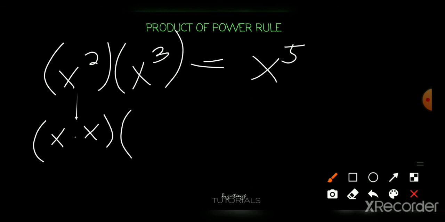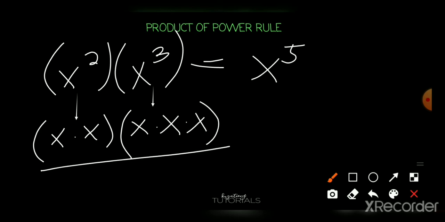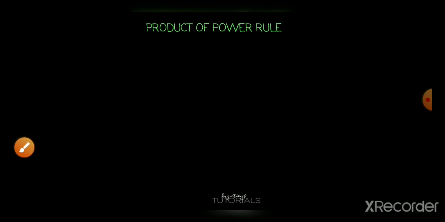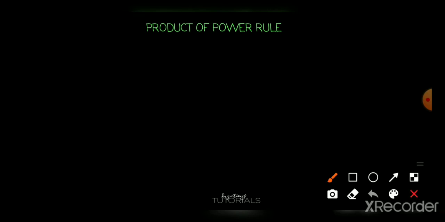While x cube, of course, is x times x times x, di ba? So if there's a 5, it becomes x to the power of 5. Okay? So next, let's go to numerical coefficients, for example numbers.